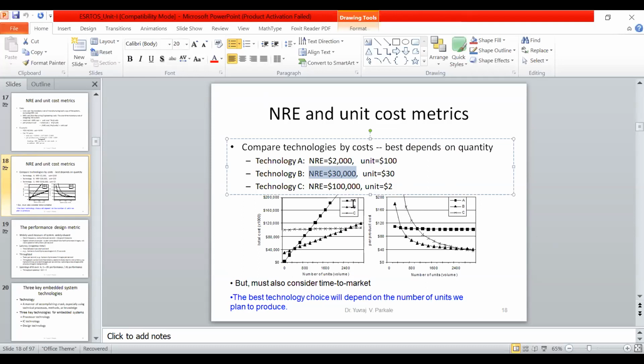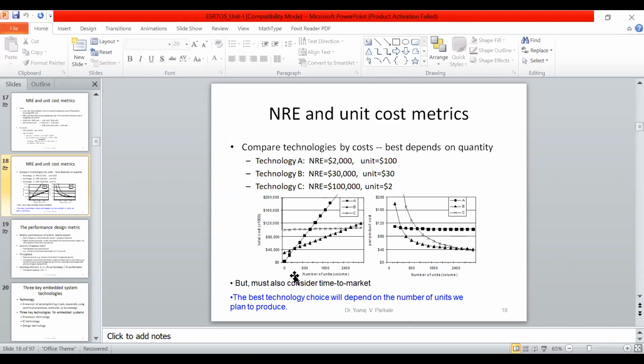Next, technology C will again require a higher design cost, that is, an NRE cost of $1 lakh. Just see, from technology A to B to C, the design cost increases. However, the manufacturing cost decreases: that is 230 and $100. So now you have to select one of the technologies, and the answer is very simple.